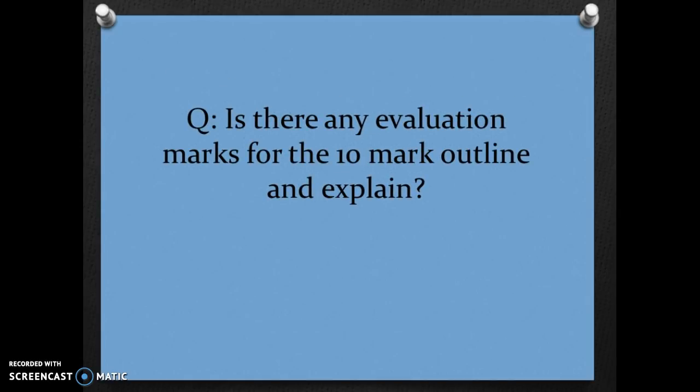Are there any evaluation marks for the 10-mark outline and explain? There are no evaluation marks. The AO3 is only for analysis. So if it's asking you for something like ethical problems of using covert observation, if you then identify an ethical problem and then say this could lead to further ethical problems, or they are willing to have ethical problems because it increases the validity of the research, or something like that, which logically follows on in form of analysis, then that will be okay, but not evaluation.